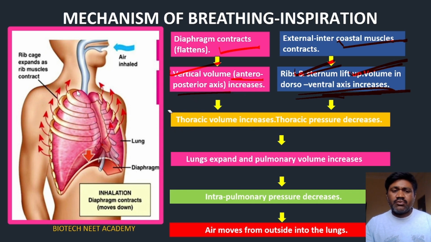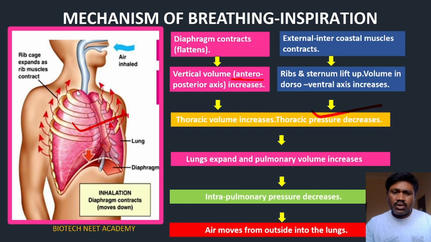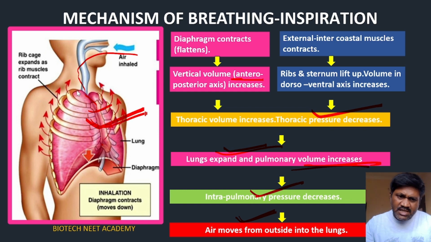So the thoracic volume, meaning the chest volume, increases and the thoracic pressure decreases. Whenever the thoracic volume increases, the pressure inside decreases, obviously, right? The lungs expand, the pulmonary volume increases, the intrapulmonary pressure decreases, and air rushes from outside to inside. So whenever the volume increases in the chest cavity or thoracic cavity, pressure decreases, and that is why air rushes from outside to inside. This happens in the inspiration process. I hope you are getting it.